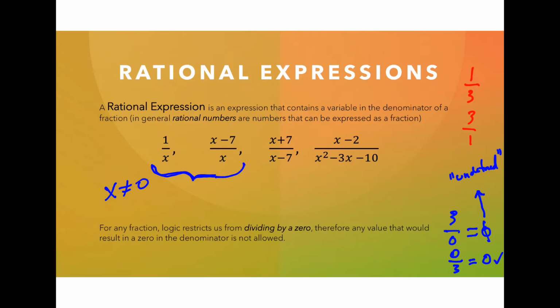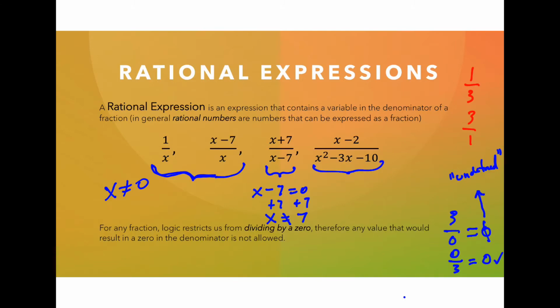X cannot equal 0. Let's take a look at this one. What is the value that would result in 0 in the denominator? Well, we see that with x minus 7. If we don't want that expression to come out equal to 0, we can actually set this equal to 0 and solve for x, and that will tell us what x cannot be. So x cannot be 0 plus 7, 7. This is not allowed for that particular expression because it results in 0 in the denominator.